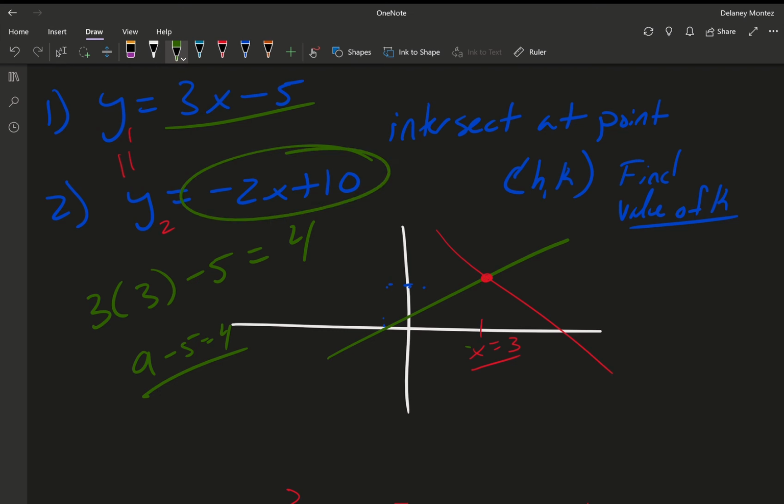Let's double check, right? Let's check this one. Negative 2 times 3 plus 10, that'll give you negative 6 plus 10. Well, that's just 4 too, right? So that tells us that these lines do, in fact, meet at this point, which is 3, 4.